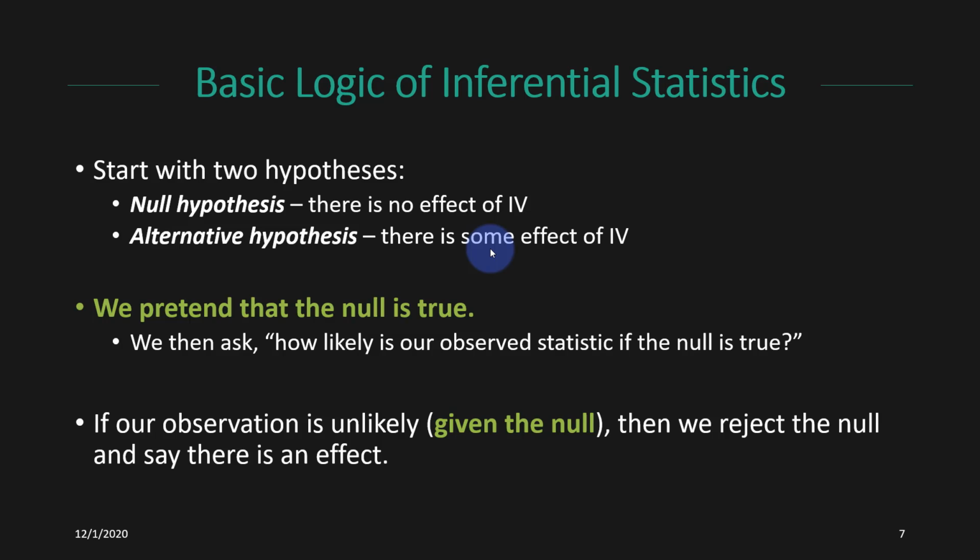So we start by pretending that the null hypothesis is true in frequentist statistics. So we're going to say, how likely is our observed statistic if the null is true, right? And all of our other assumptions kind of hold. If our observed statistic is unlikely, given the null, then we will reject the null and say that there is an effect.